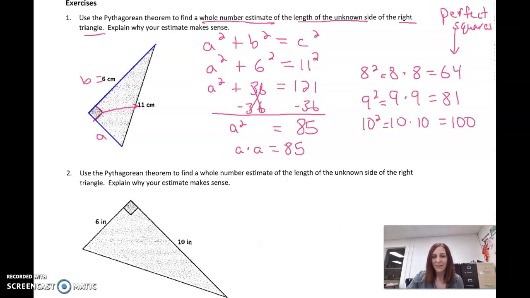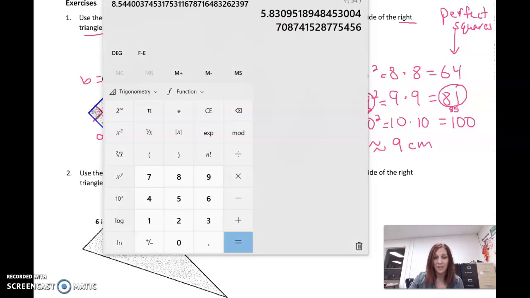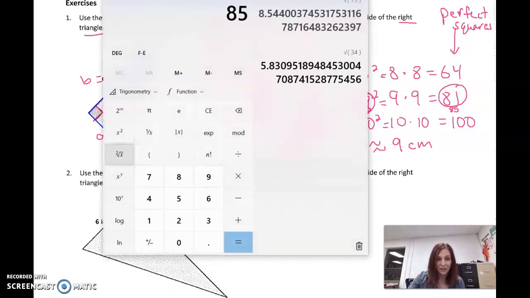So when I look here at 85, 85 is going to fall right in here, right? 85 falls between the 81 and the 100. Which one is it closer to? Well, it's closer to 81. So it's closer to 9. So we can say that a is approximately equal, whole number estimate, to 9 centimeters. Now, if we did the square root thing here, right? And we did the square root of 85, you can see it's 9.2. Okay?